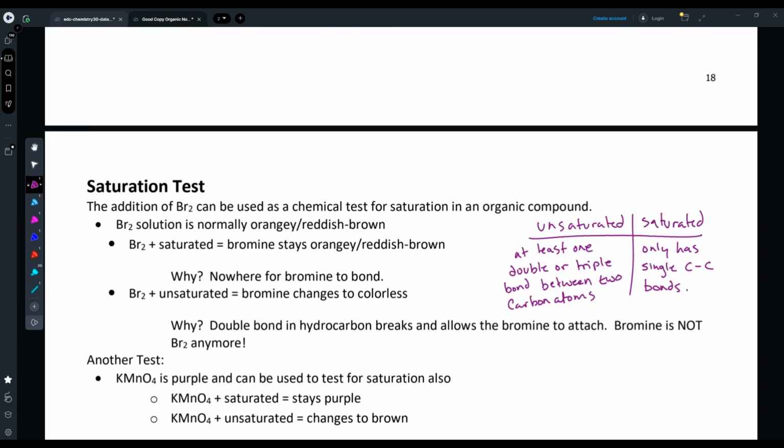The reason why this happens is because there's nowhere for bromine to attach to. In other words, there's no double or triple bond for bromine to attach to, which would then change the color. But if bromine is mixed together with an unsaturated compound, there are those double or triple bonds present, which means bromine can attach to it and the solution will change from that orange color to colorless. So it's important that you know what the results of this bromine saturation test are going to be.